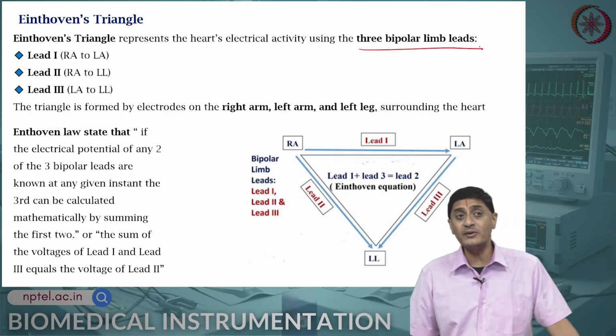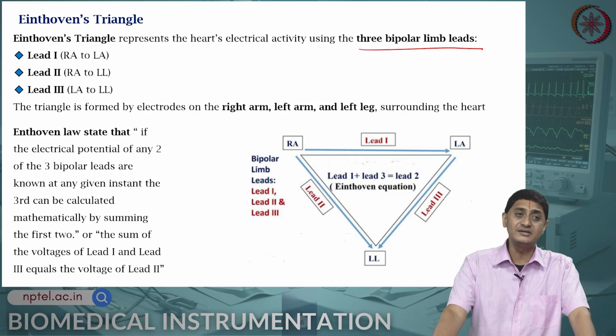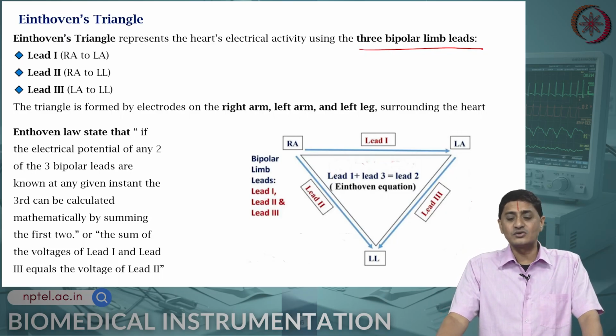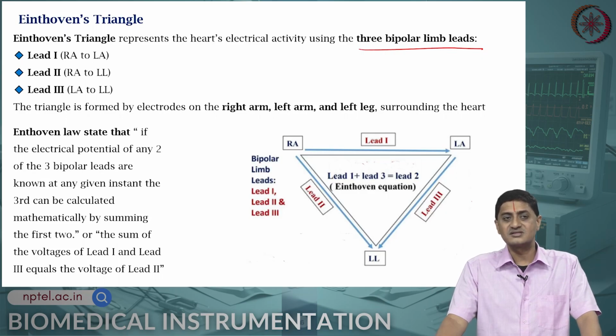What are the three bipolar limb leads? Lead 1, lead 2 and lead 3. This is essentially formed by the electrodes on the right arm, on the left arm and the left leg that is surrounding the heart.